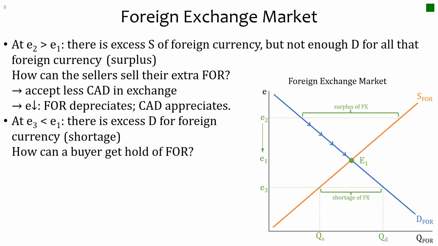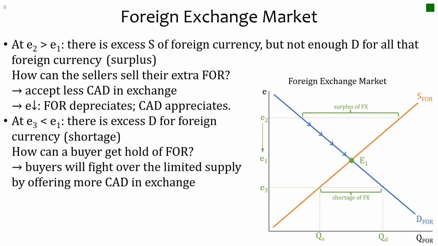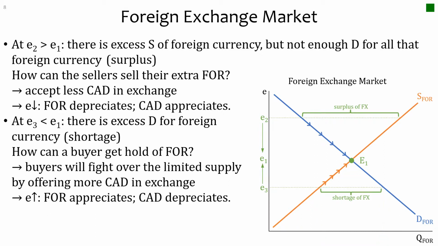How can a buyer get hold of foreign exchange? If somebody wants to buy foreign currency, how can they get it? Well, if they really want it, they have to pay more for it. So buyers will fight over the limited supply by offering more Canadian dollars in exchange, and that's going to drive up the price. It's going to drive up the exchange rate, and when E goes up, it's going to approach the equilibrium, so foreign exchange appreciates and the Canadian dollar depreciates.